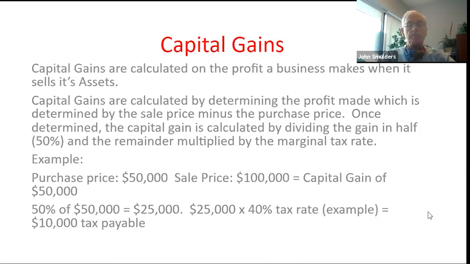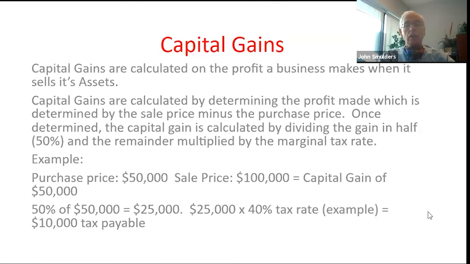Capital gains. When you are representing the seller of a commercial business, you must talk about capital gains to that person, okay? As a matter of fact, you should talk about capital gains when you're doing an assignment sale, because if you're representing the seller on an assignment sale, the profit they make on an assignment is subject to capital gains, okay? It's a profit a business makes when it sells its assets. It's easy, okay?